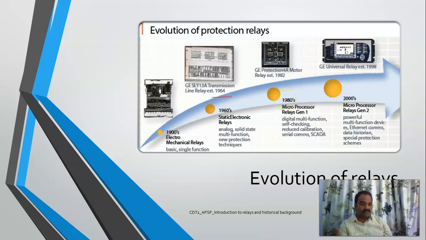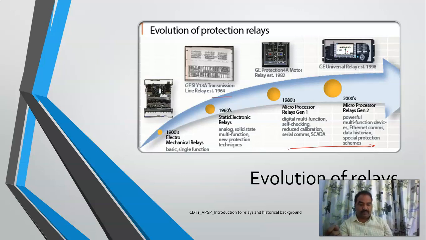And around 2000, we had microprocessor relays generation number 2. We call them numerical relays. Very powerful multifunction devices. Now, you might be knowing about this SCADA. So all this is smart grids SCADA. We do need the information very fast. We do need devices which can have multiple functions. So with the invention of microprocessor based relays, our SCADA has been becoming more and more efficient. This picture has been taken from the internet. I have given the references in the last section also.